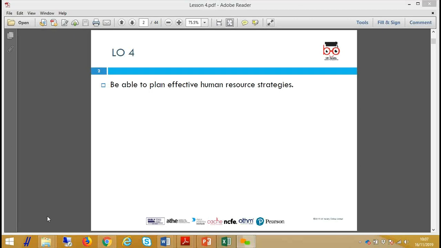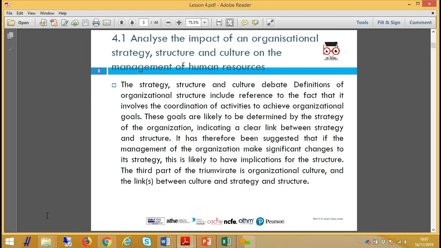So for LO4, we're looking at how to plan effective HR strategy. And we need to understand the impact of organizational strategy, organizational structure, and culture on the management of human resources. The idea here is that you need to link your HR strategy to your organization's strategy and the organization's unique features. So whatever the organizational strategy is, you must find a way for HR to support that through your HR strategy. It can't be supporting something else.